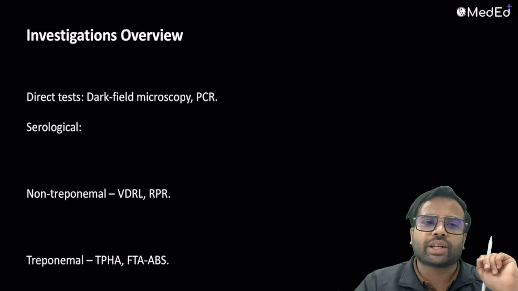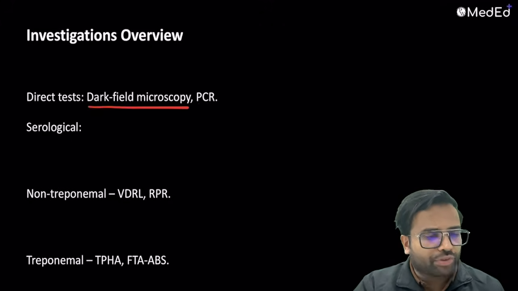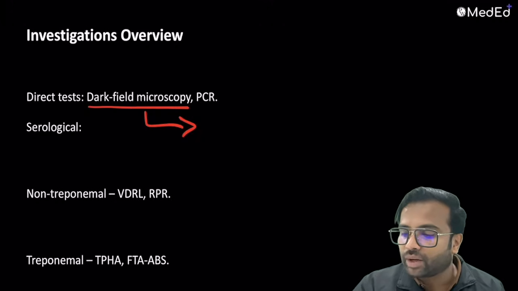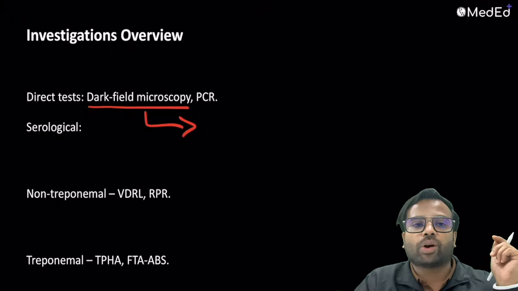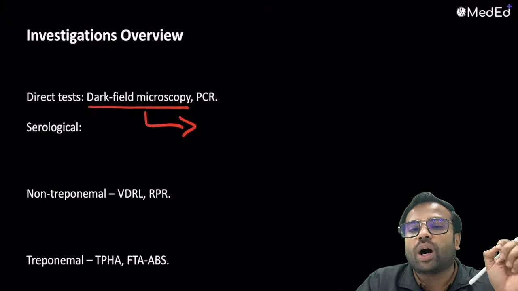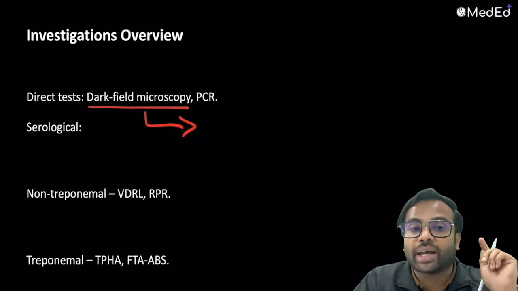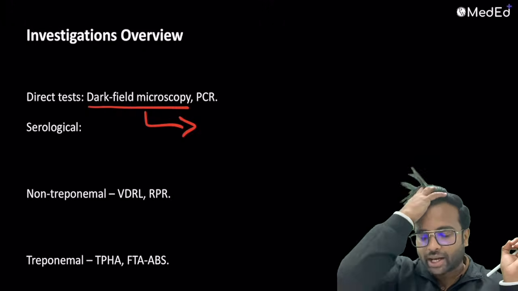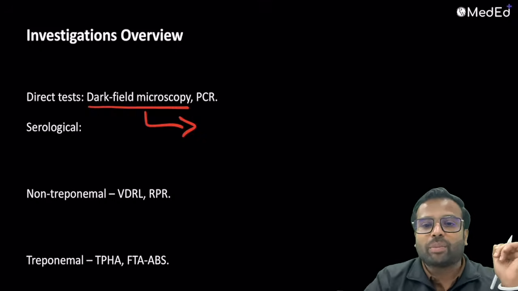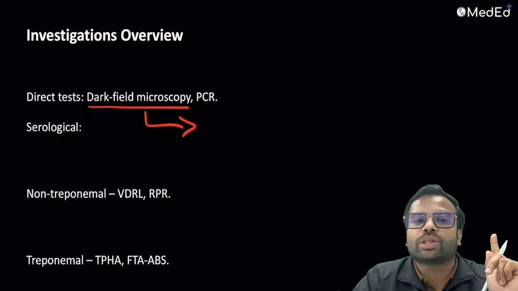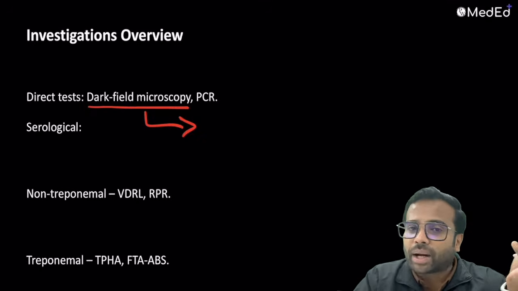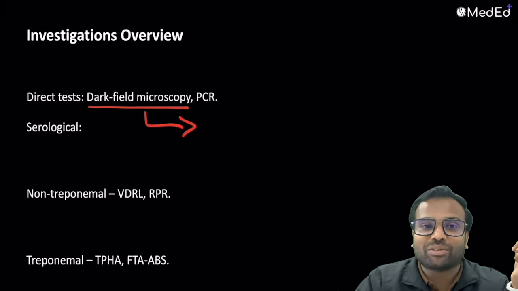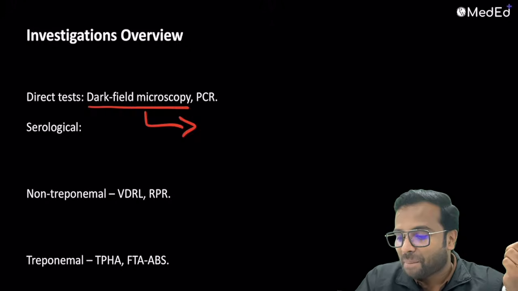First investigation जो है, that is going to be called a dark field microscopy. So when do you do a dark field microscopy? Anyone? Can you just let me know in the chat box कि when are you going to do a dark field microscopy for the diagnosis of syphilis? I'm just giving you a few seconds to answer in the chat box. When do you do a dark field microscopy for a diagnosis of syphilis? Options can be primary syphilis, secondary syphilis, tertiary syphilis, latent syphilis, congenital syphilis.